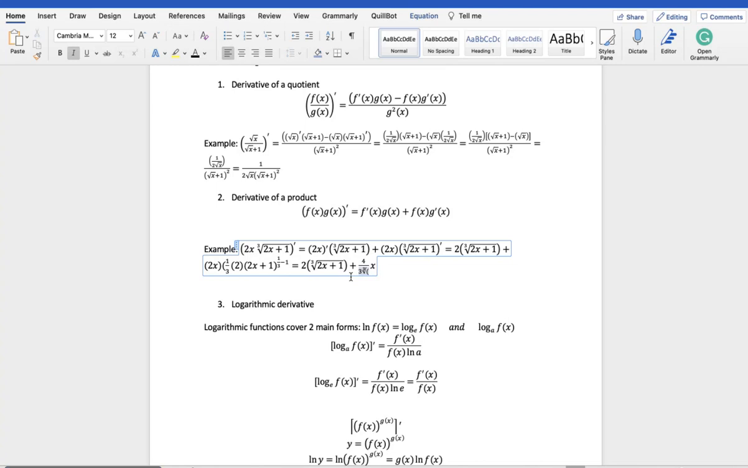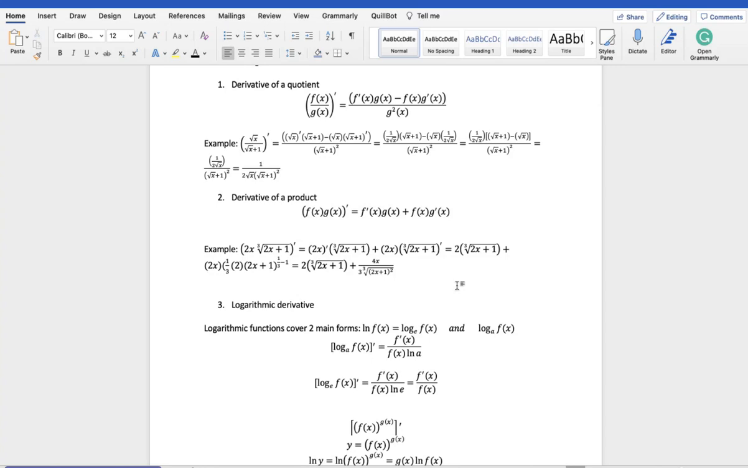of 2x plus 1 squared, and the x is there, but you can just put it in the numerator. And yeah, that's the final form.